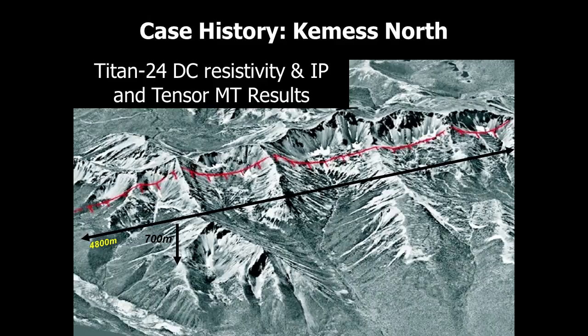Here's a view of the terrain. This is about a 4.8 kilometer long line extending across here. You can see the individual dipoles and then the cross lines as well. And we collected both DC resistivity, IP, and tensor MT.